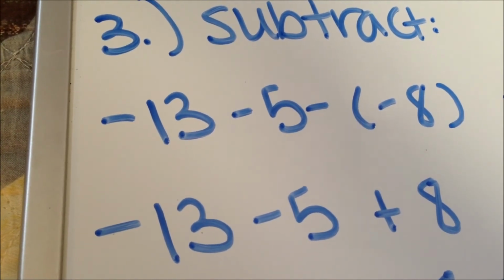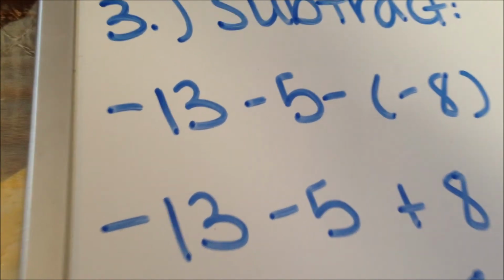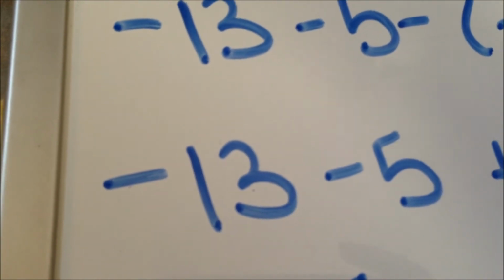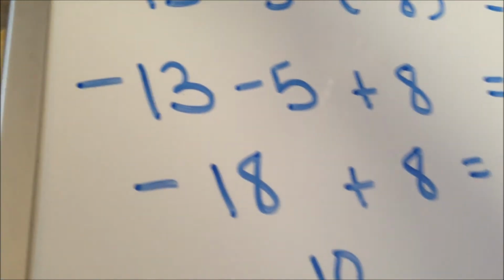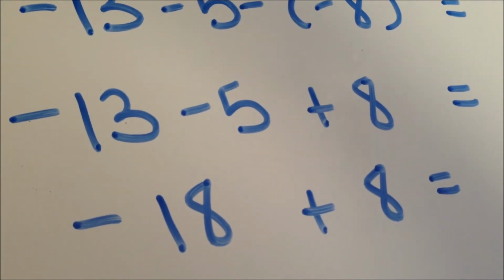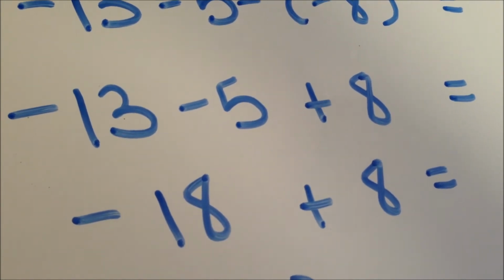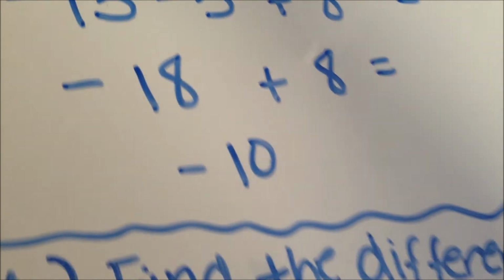Since we're working with more than two numbers, only work with two at a time from left to right. So starting with negative 13 minus 5, same sign sum, so you end up with negative 18. Negative 18 plus 8, we have different signs difference, so we're going to subtract. 18 minus 8 gives you 10, but our answer is negative 10 because of the 18.